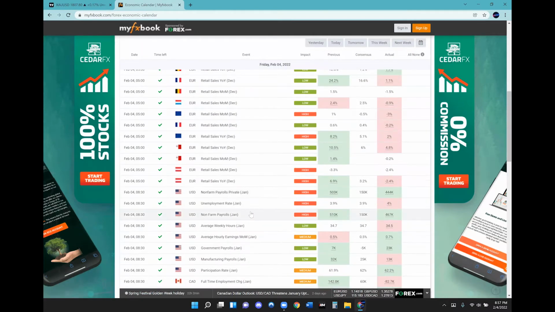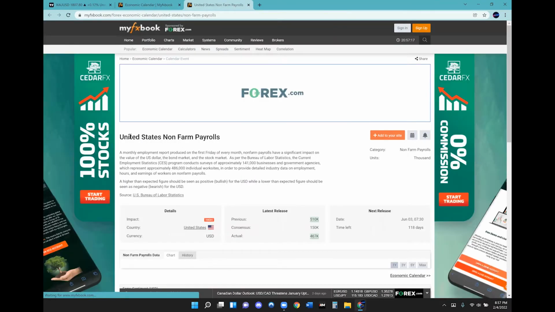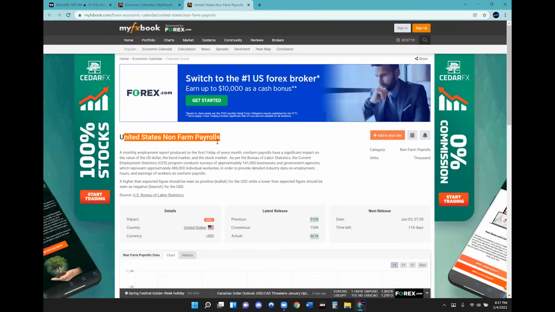So let's click on non-farm payroll for the US dollar, right? Non-farm payroll affects the US dollar. So let's click on that. And here's a summary of non-farm payroll. Non-farm payroll is a monthly employment report produced on the first Friday of every month. Non-farm payroll has a significant impact on the value of the US dollar, the bond market, and the stock market.